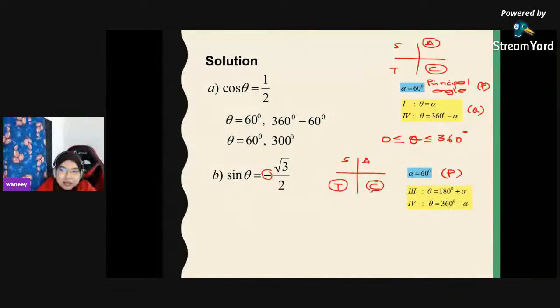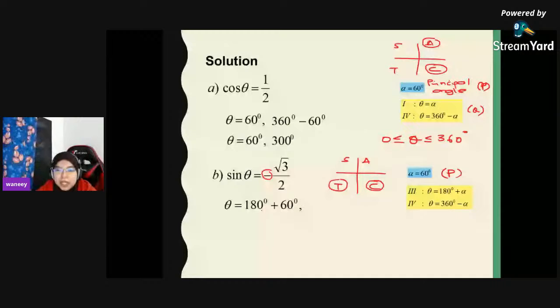So in the third quadrant, we are using 180 plus alpha. In the fourth quadrant, it should be 360 minus alpha. So that means theta is equal to 180 plus 60, because the principal angle, or the alpha, is 60, the basic angle is 60. Another one is 360 minus 60.